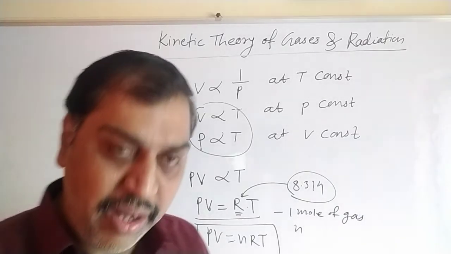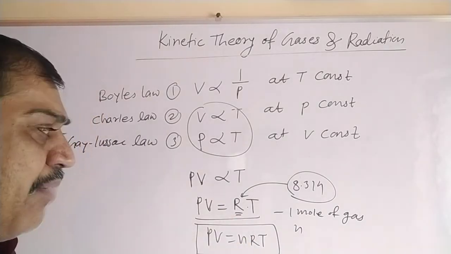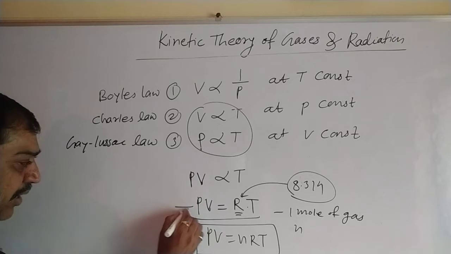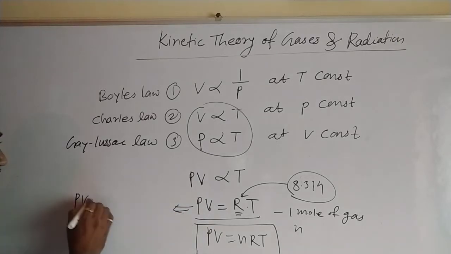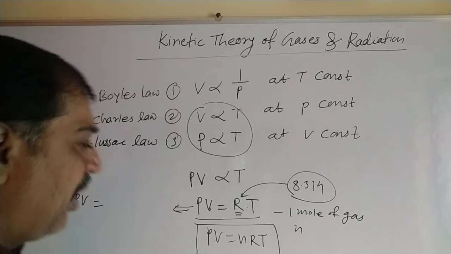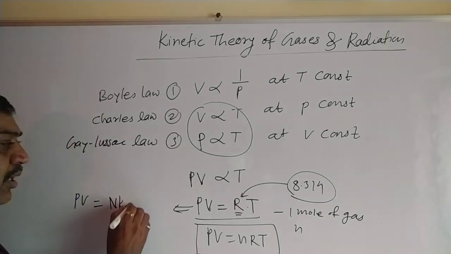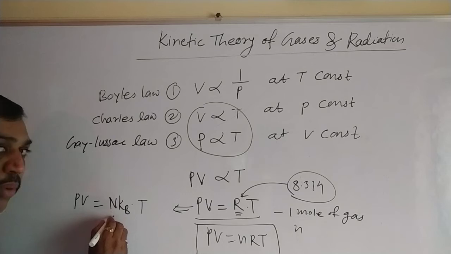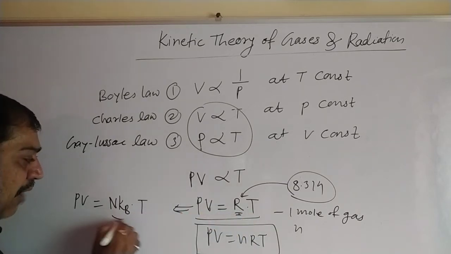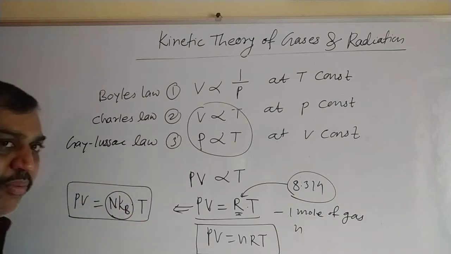This part we have already learned. Apart from this, the value of R can be replaced according to your book. This equation can be written similarly as PV equal to N Kb T, because the gas constant can be related to N into Kb, the Boltzmann constant. N is the number of molecules, Kb is the Boltzmann constant, T is temperature as it is. Instead of R, I have kept this, so R equal to N Kb. This is an alternative statement of the same law.